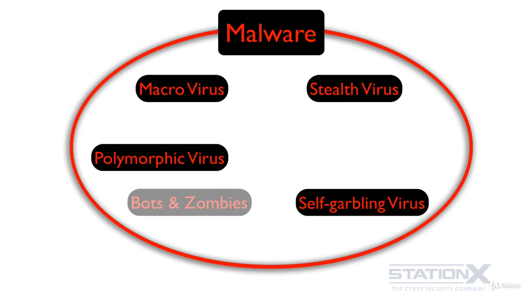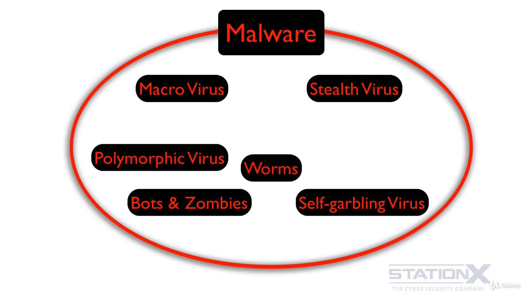You have bots or zombies, and that's really a collection of hacked devices under the command and control of a hacker. So if your machine does get compromised, it could be part of a bot network, or be a zombie. You have worms. These are viruses that simply spread from one machine to another, to another, to another.